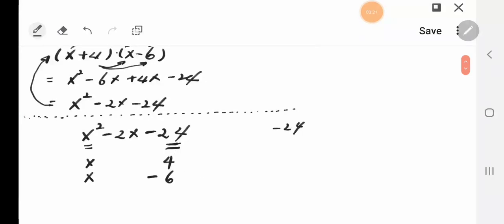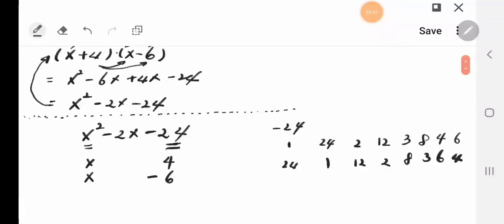Actually, negative 24 can be a product of 1 times 24, with the negative sign on either 1 or 24, or 2 times 12, or 12 times 2, or 3 times 8, or 8 times 3, or 4 times 6, or 6 times 4. So there are so many pairs so that the product is 24. And since it's negative, you can put the negative sign on either one of the factors. So in this case, let's try 4 and negative 6.